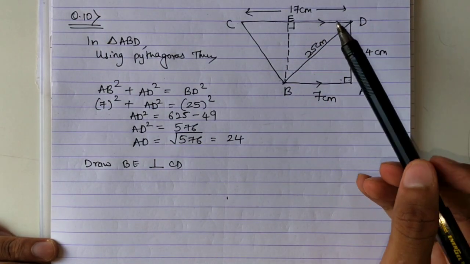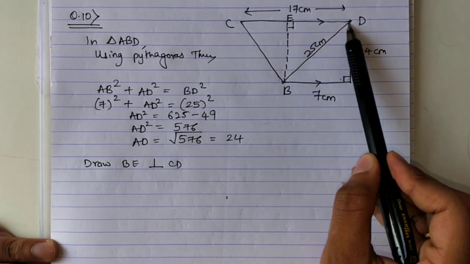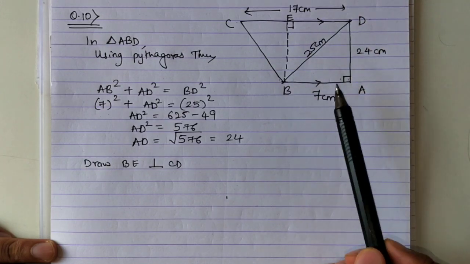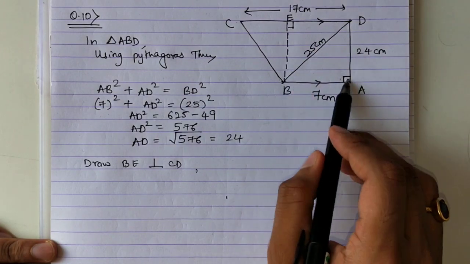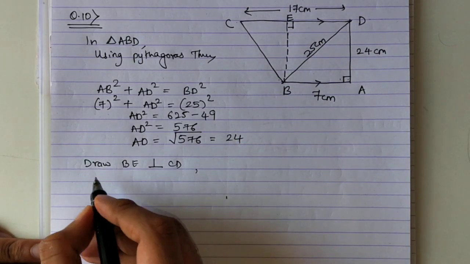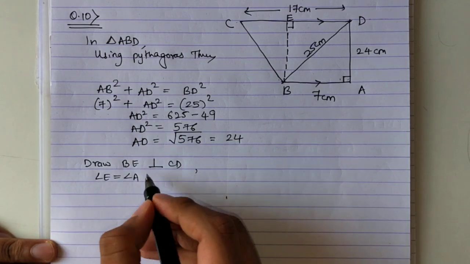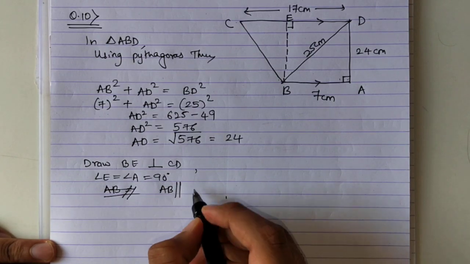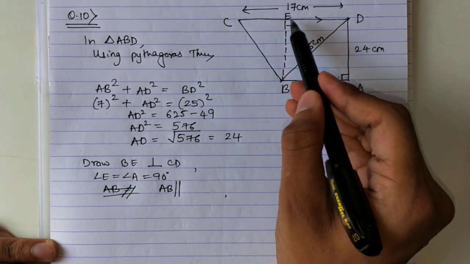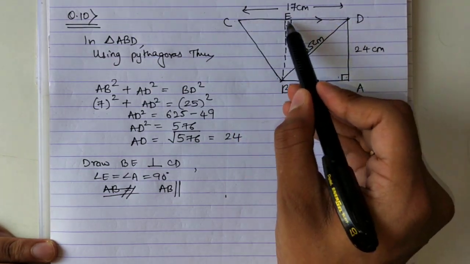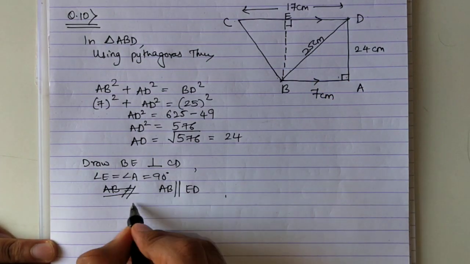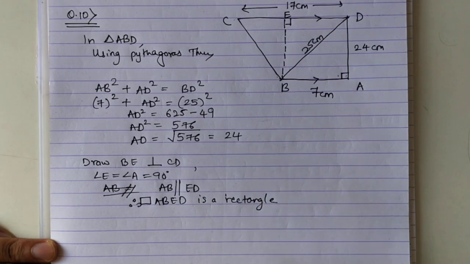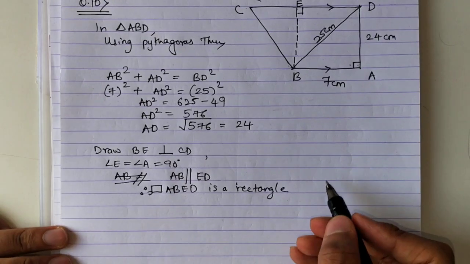Okay, now see carefully. This is 90 degrees, this is also 90 degrees, and these two lines are parallel. Means this figure ABED becomes a rectangle. Okay, see, rectangle means two sides are parallel and the angles are 90 degrees. I'll write the reason also here. Angle E is equal to angle A, which is equal to 90 degrees, and AB is parallel to ED. See, this sign is the parallel sign. CD or ED, both are the same. They are overlapping with each other. So in the place of CD, I can write ED. Therefore, quadrilateral ABED is a rectangle.